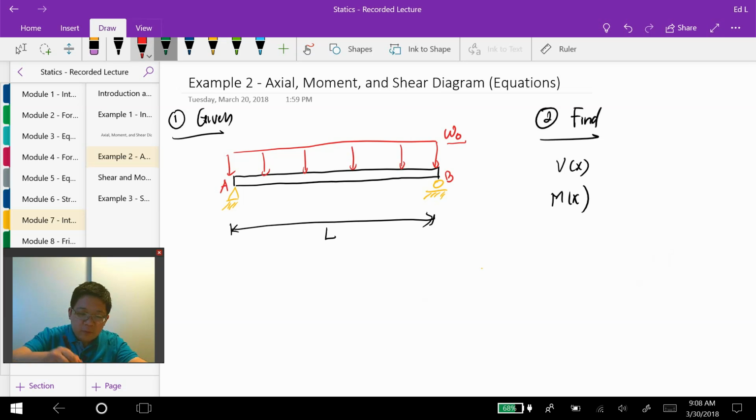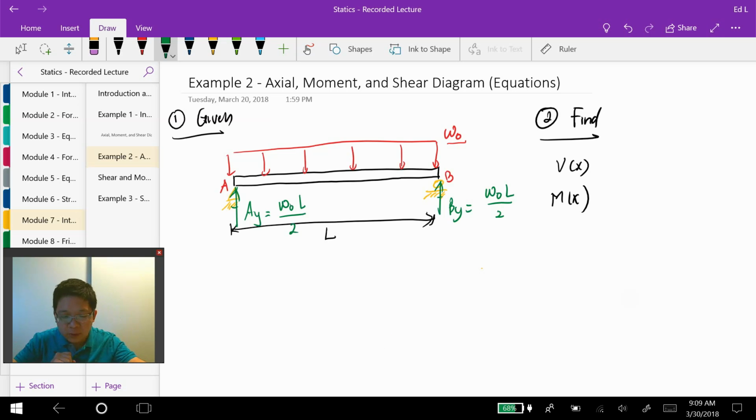From what we have learned in module 5, we know that the reaction forces here, AY and BY, should be W naught L over 2. So I encourage you to calculate this on your own and prove that you will obtain the same result. If not, then please let me know. In these example problems, we need to construct the shear and the moment diagram by first formulating the shear and moment equations.